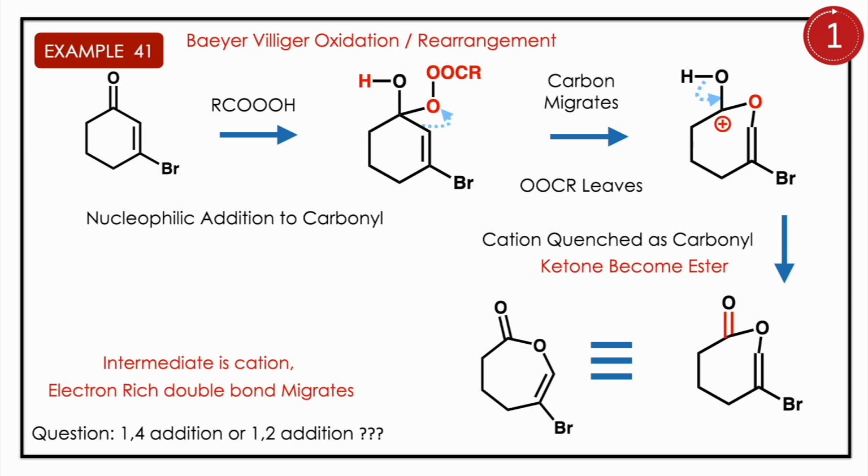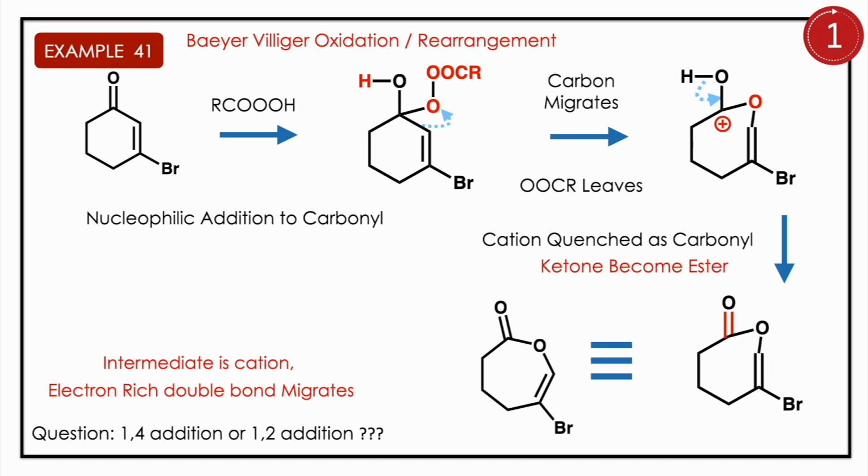Here 1,2 addition is favorable. If you are interested, go and study Michael addition separately. Here our focus is Baeyer Villiger oxidation. First step will be nucleophilic addition on the carbonyl. So the peracid attacks the carbonyl. You have a new CO bond and an OH bond, which makes the carbon atom unstable.